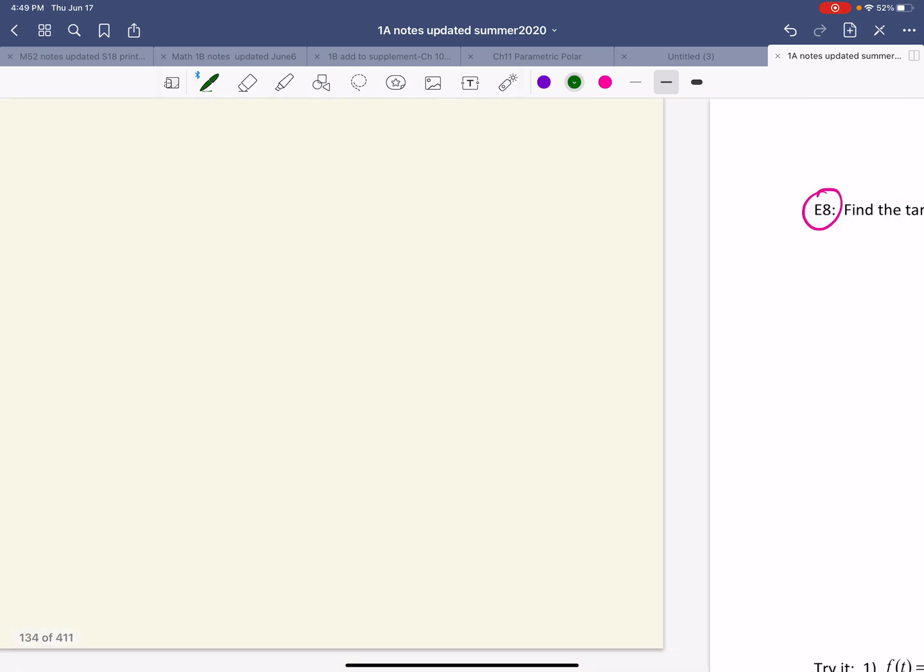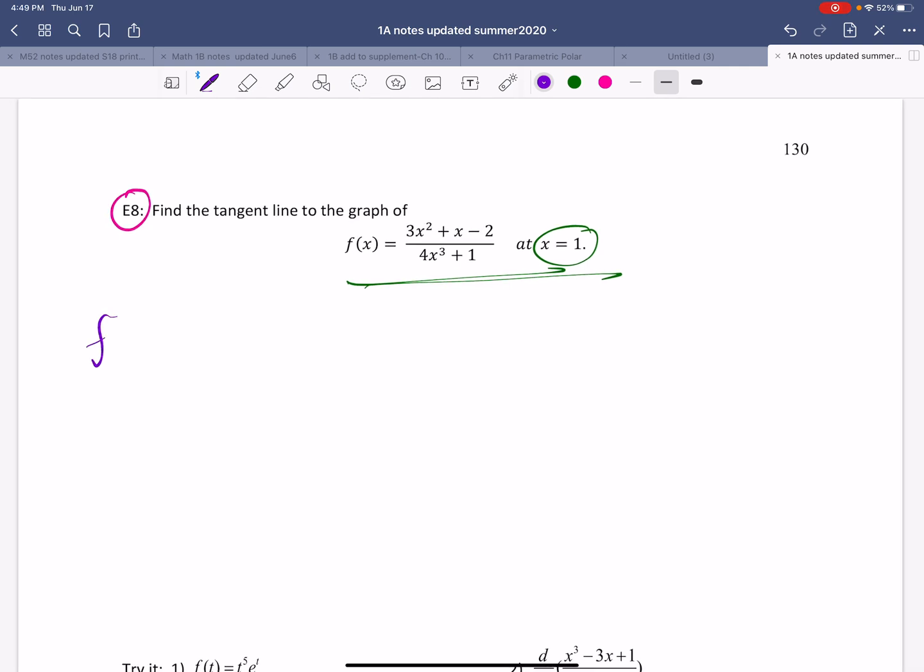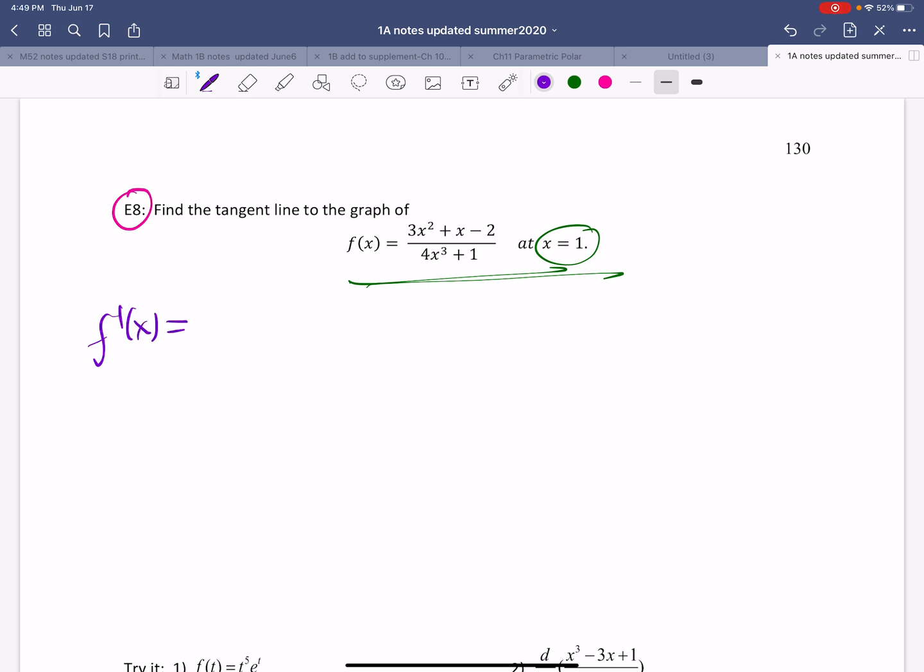Okay, another example. Find the tangent line to the graph of 3x squared plus x minus 2 over 4x to the third plus 1 at x equals 1. These are actually easier and nicer because you don't have to do simplification. You know you're looking for the derivative at the point x equals 1. You can just plug in the point x equals 1. Let's go ahead and start with the quotient rule.